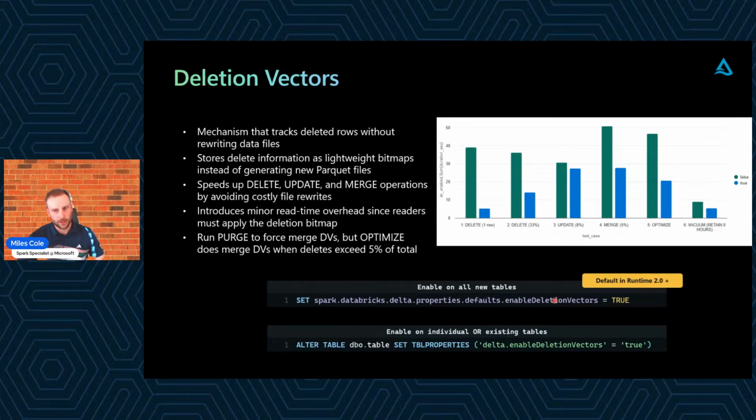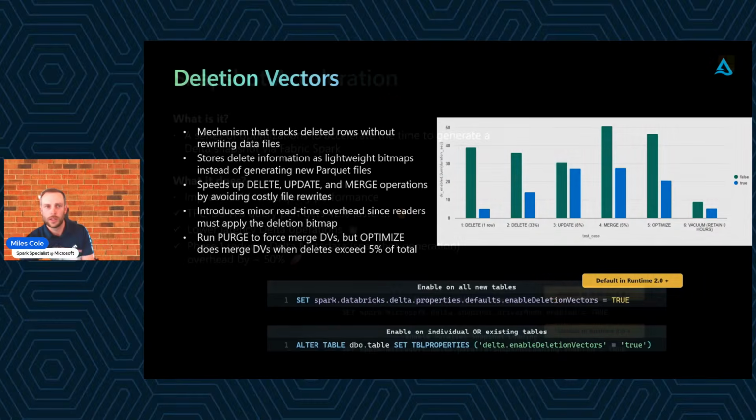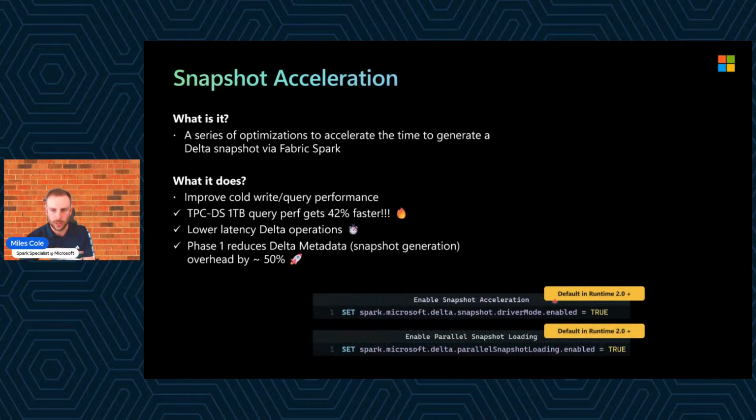Whereas with deletion vectors enabled, we just write this teeny tiny bin file that indicates that a record is deleted, and then at read time, we rationalize and skip returning those records. So this is now enabled. You'll get faster merges, updates, deletes, etc.